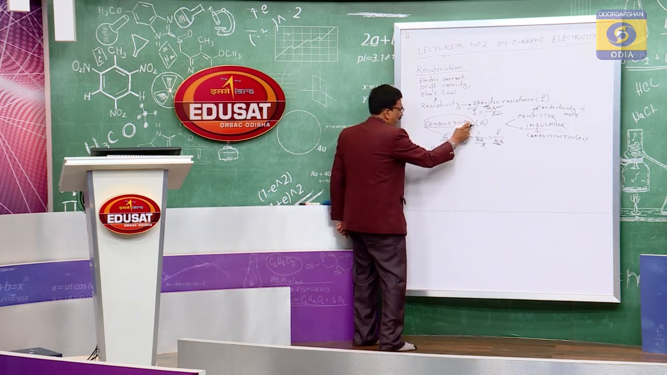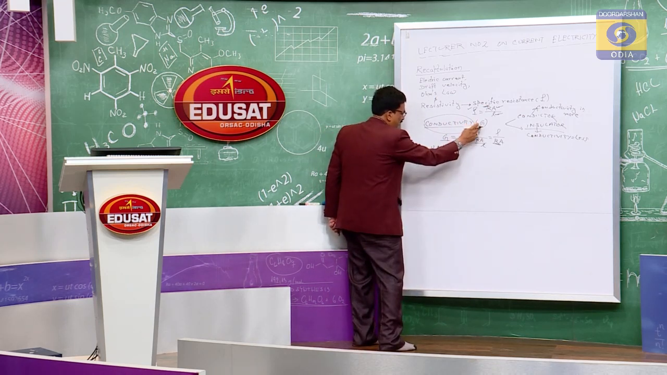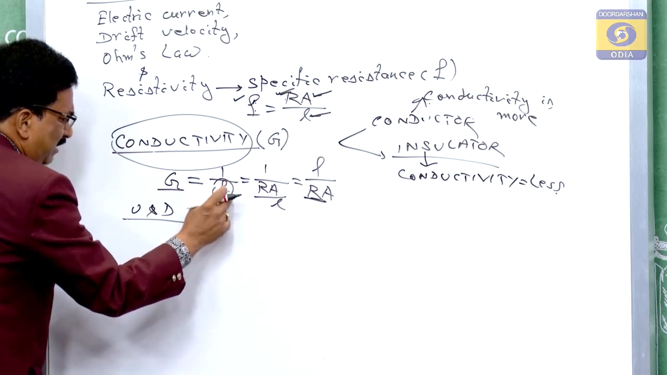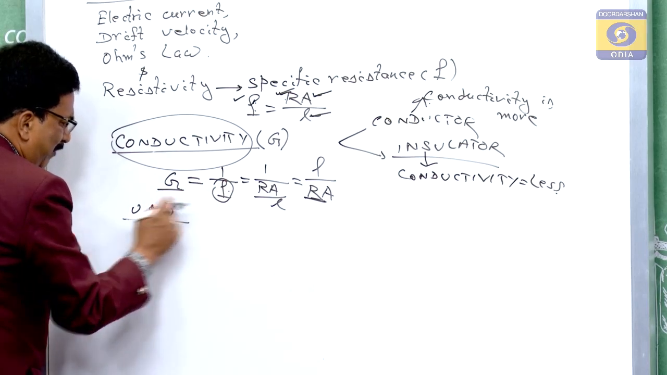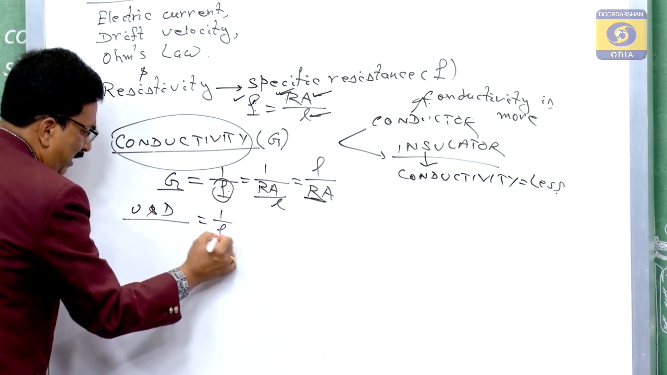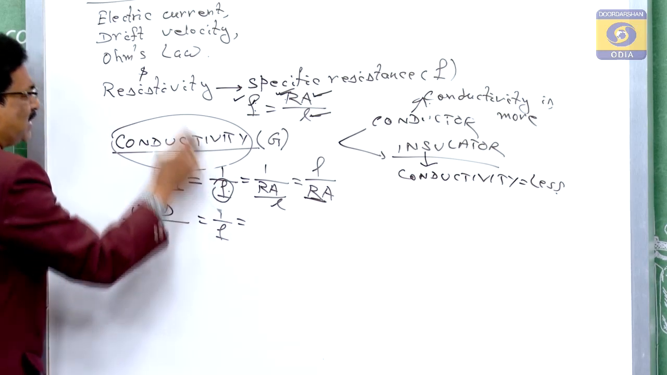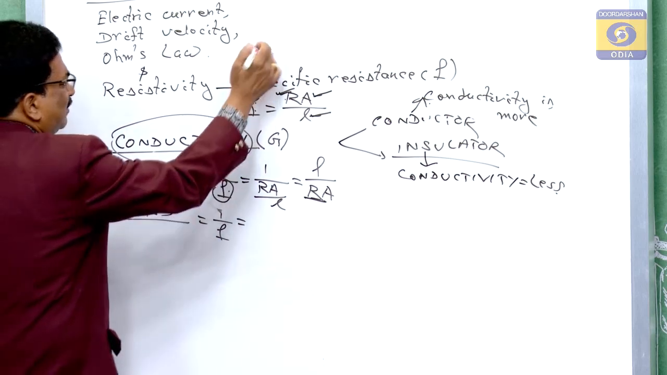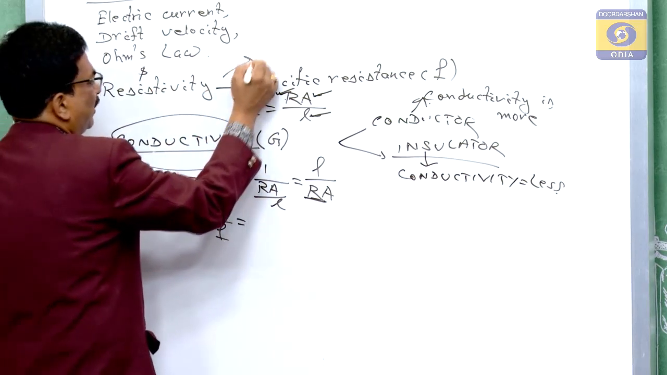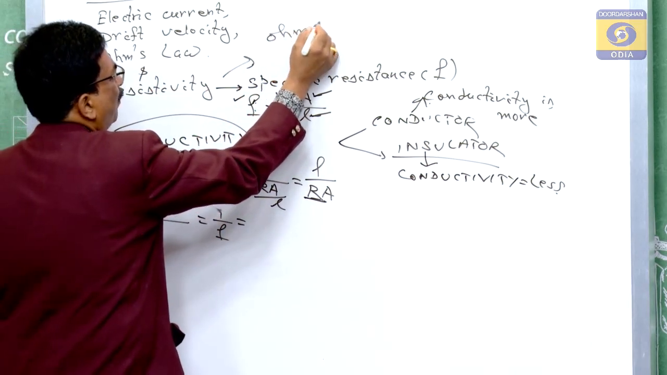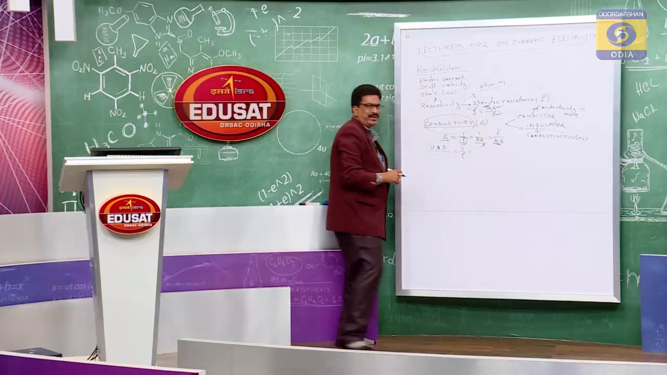Suppose we are going to find the conductivity, means G. Its mathematical expression is 1 by rho. This is the fundamental one, 1 by rho. So, rho is the resistivity. As per the last class, the resistivity unit is ohm meter.